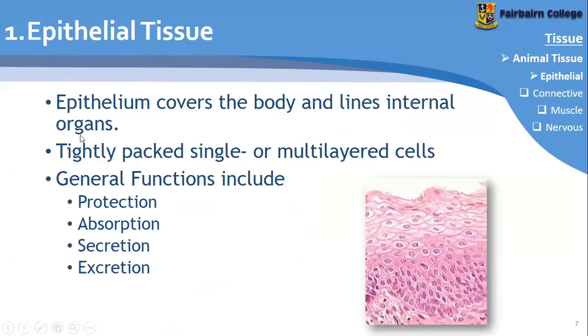As I just discussed, epithelial tissue covers the body and lines the internal organs. The cells are tightly packed and they can be single or multi-layered cells.